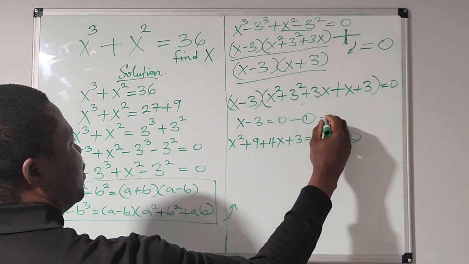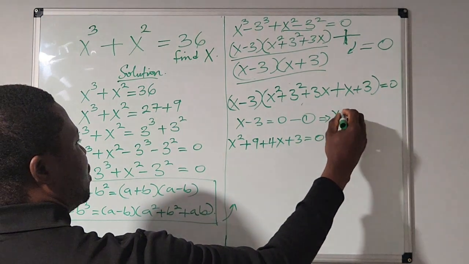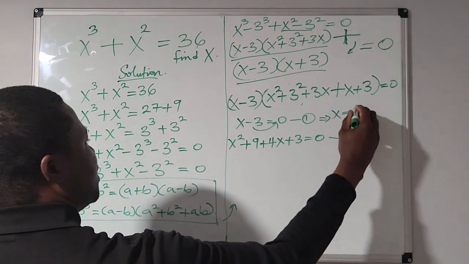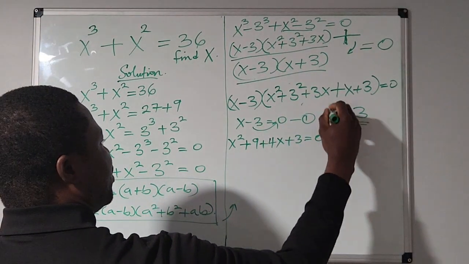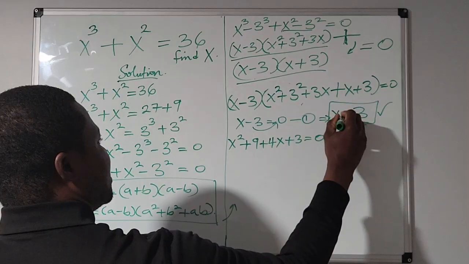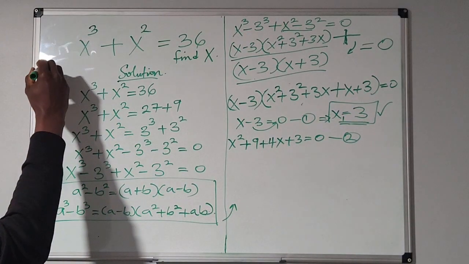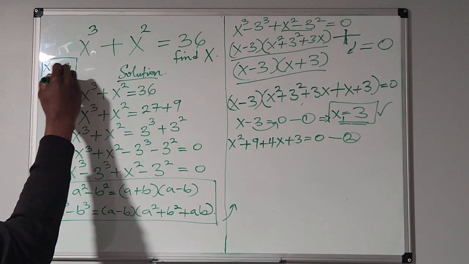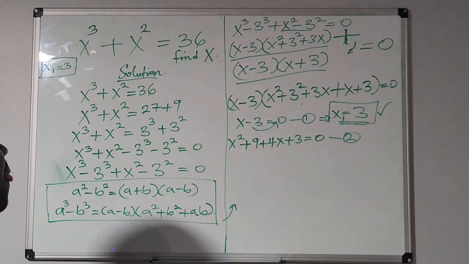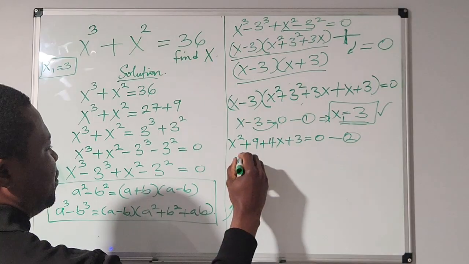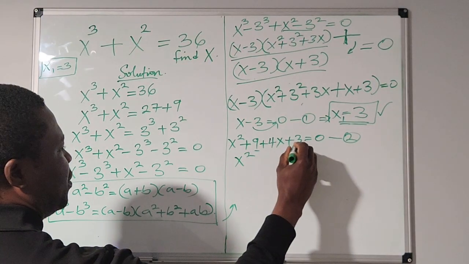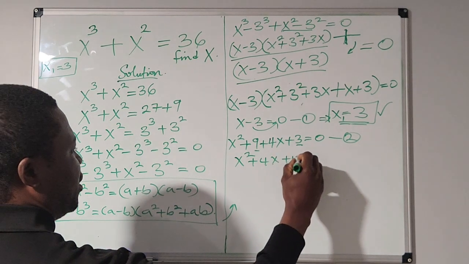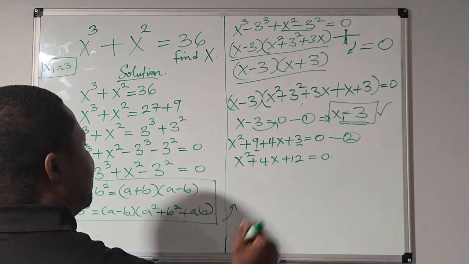So from here on now, our x is equal to, if this moves over here, minus becomes positive. x is equal to 3. That is our x1 value. So I'm just going to write it here. x1 is equal to 3. Okay. So this becomes x squared, 9 plus 3 is 12. So x squared plus 4x plus 12 is equal to 0.